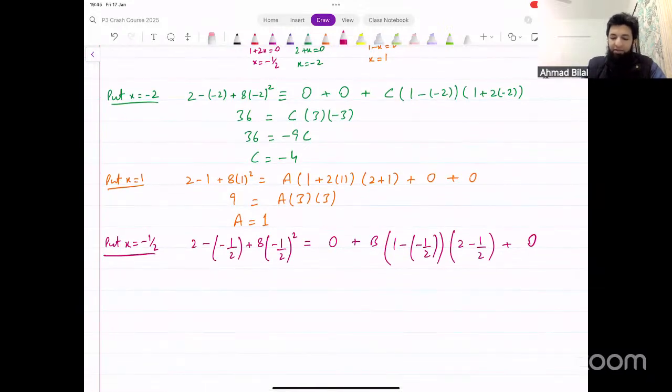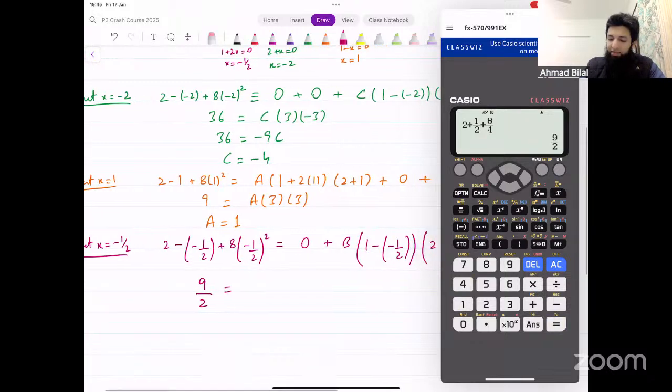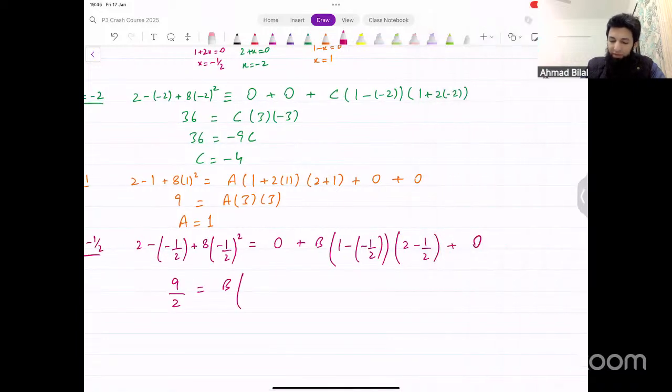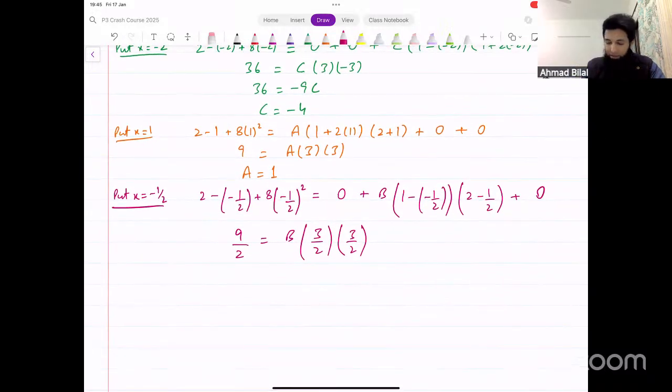Now you have to simplify this. The left-hand side, let's see what that gives us. 2 plus 1 over 2 plus 8 over 4. And that is 9 over 2. On the left side, we've got 9 over 2. On the right side, we have b into 1 plus 1 over 2. That is 3 over 2. And 2 minus 1 over 2 is also 3 over 2. That is going to be 9 over 4. And that's going to give us b equal to 2. So we've got b equal to 2.